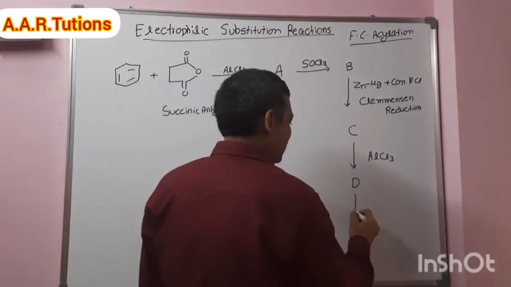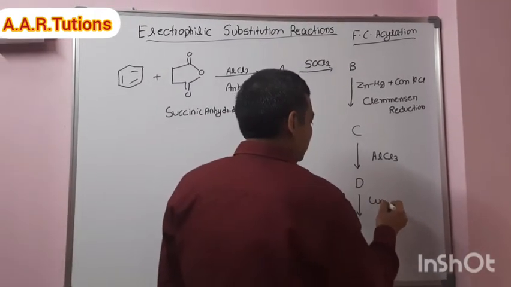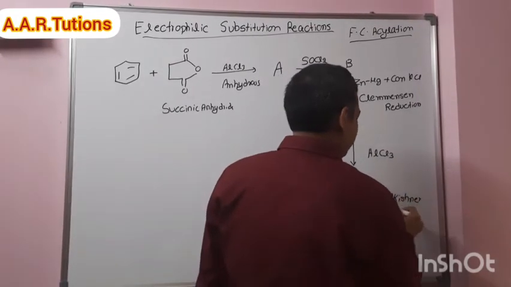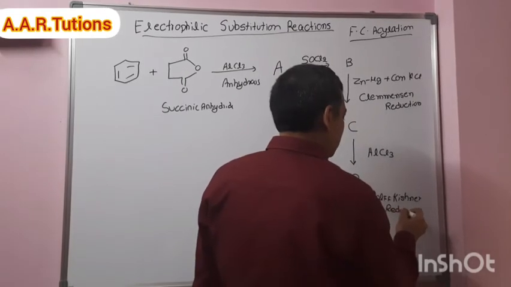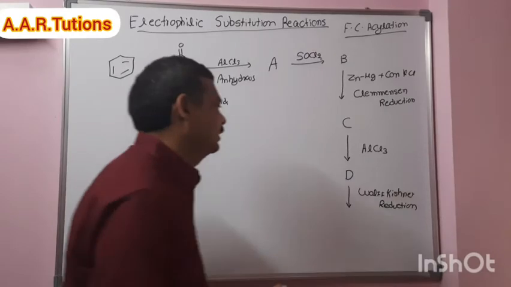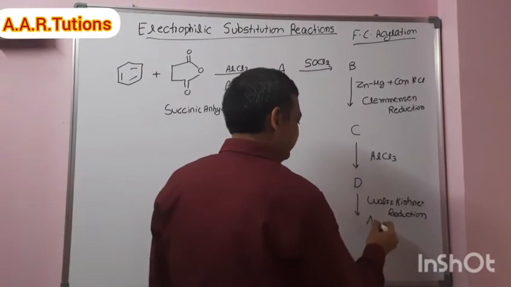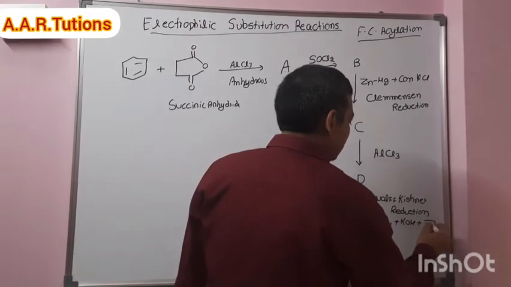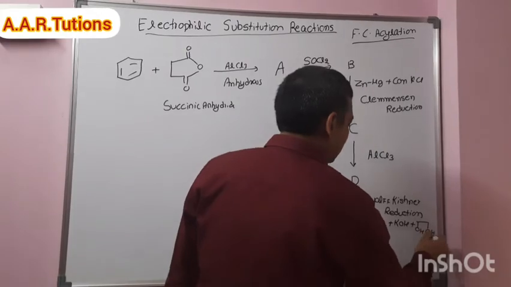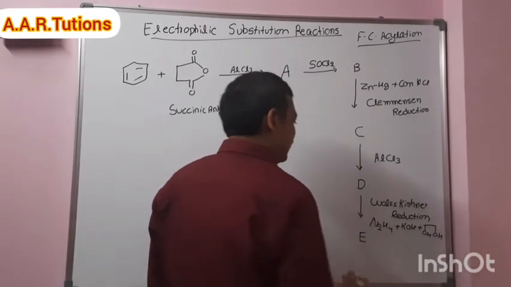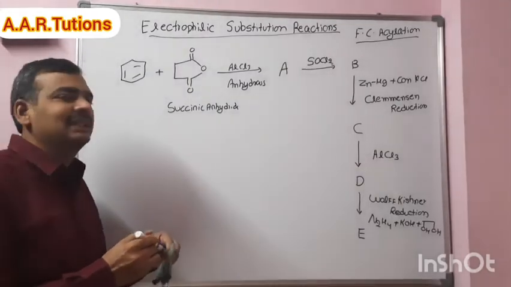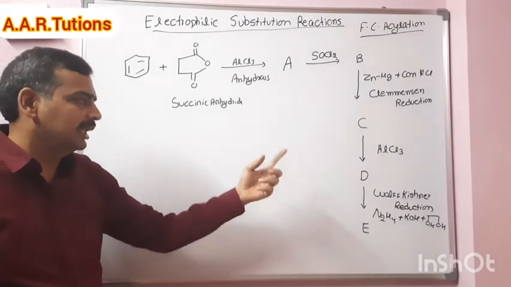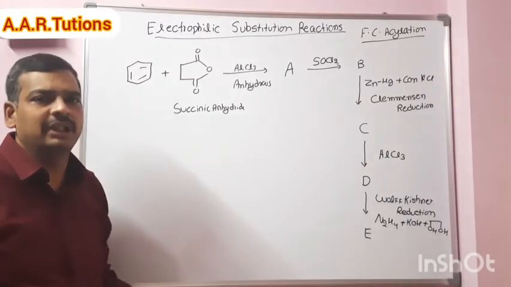D further reacts under Wolff-Kishner reduction. In Wolff-Kishner reduction, the reagent is hydrazine plus KOH plus ethylene glycol, to give E. So write the products A, B, C, D, E. You see, first AlCl3, thionyl chloride, Clemmensen reduction, again AlCl3, followed by Wolff-Kishner reduction.